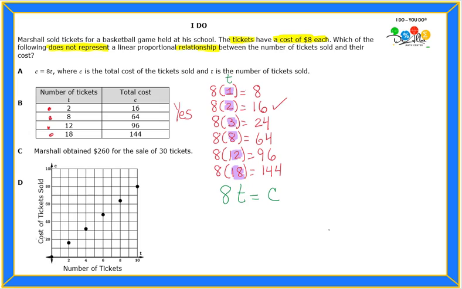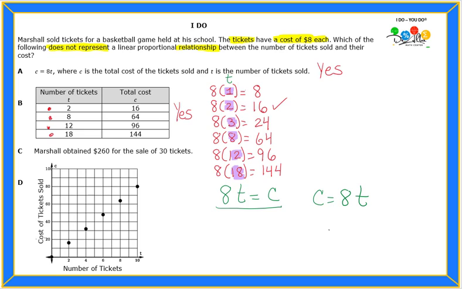So let's look at letter A. Letter A says C equals 8t. Isn't that the same thing as this? We just flip it, right? Exactly. And it says where C is the total cost of the tickets sold and T is the number of tickets sold. So letter A, it's also a yes, it matches my information, right?